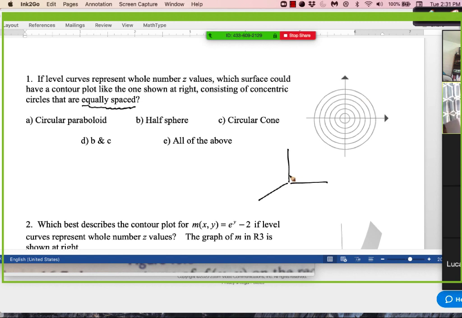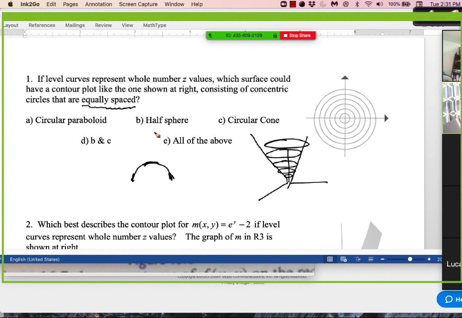So we've got these concentric circles with a constant rate of change, which means that the sides of this surface have to be linear sides. A half sphere would have a different distance between the contour lines, right? Your contour lines here would be a lot closer together than your contour lines here, because your rate of change is higher where the graph is steeper, and lower where the graph is more shallow. And the same with a circular paraboloid.